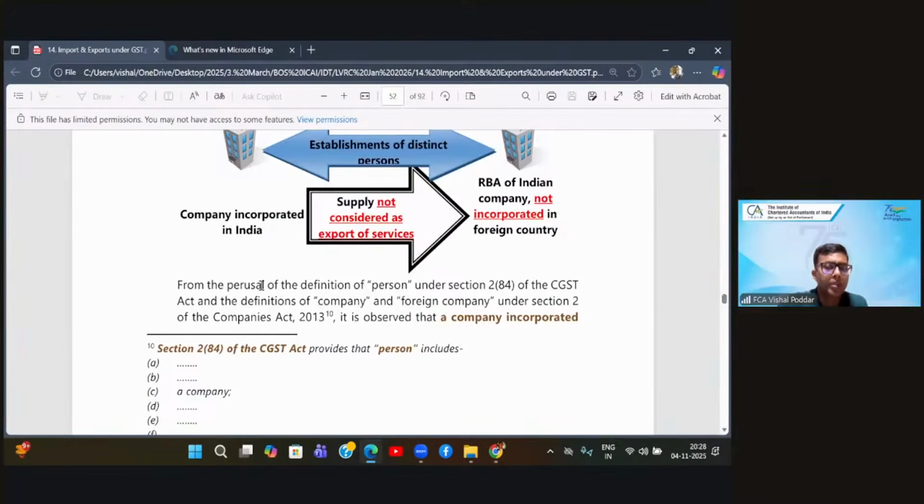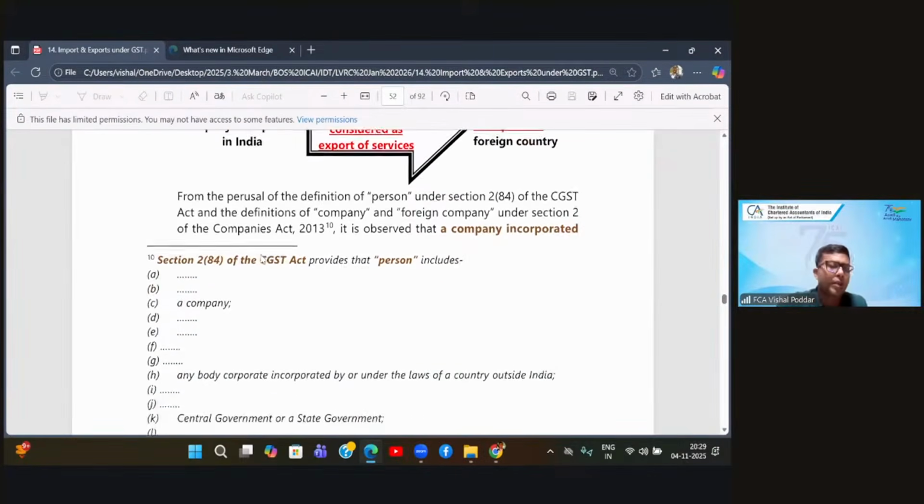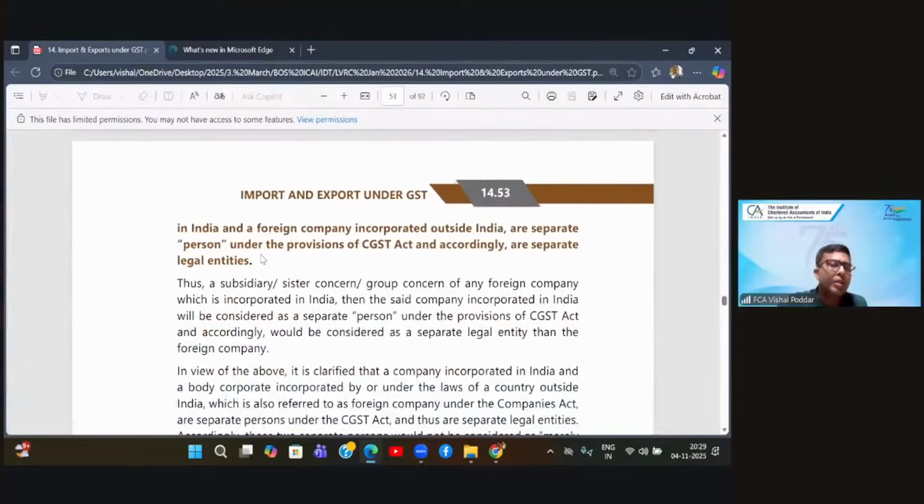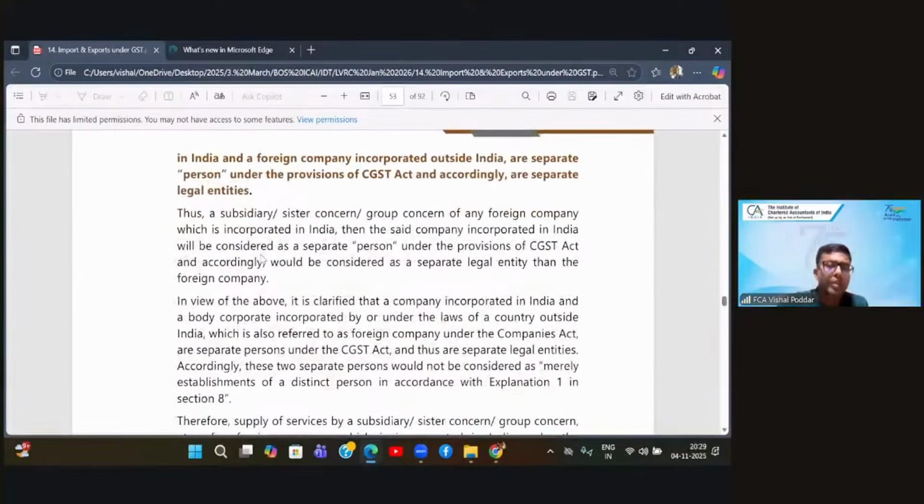So what is important, in order to get out of this particular issue, is that both these companies should be incorporated in the respective countries. If any one of the companies is incorporated and the other is not incorporated, then they will be deemed to be branches, or they will be deemed to be establishments of the same person, and hence export will not be eligible as export of service.